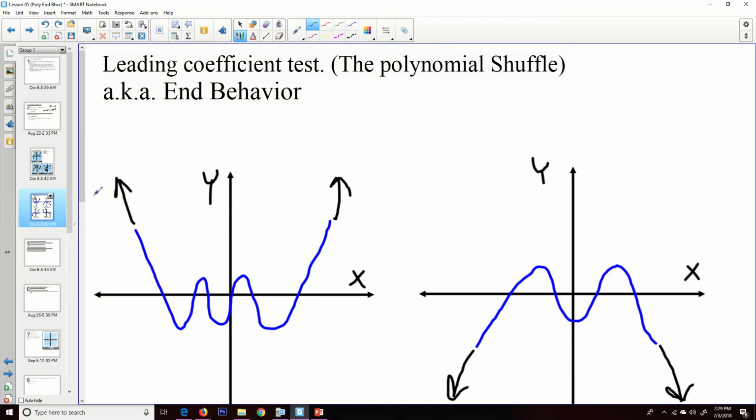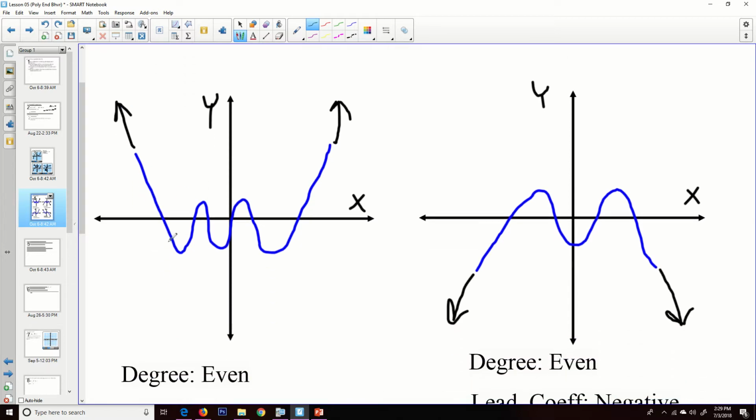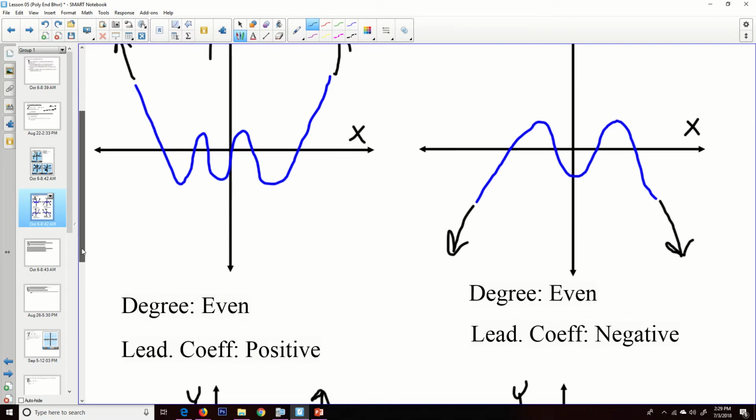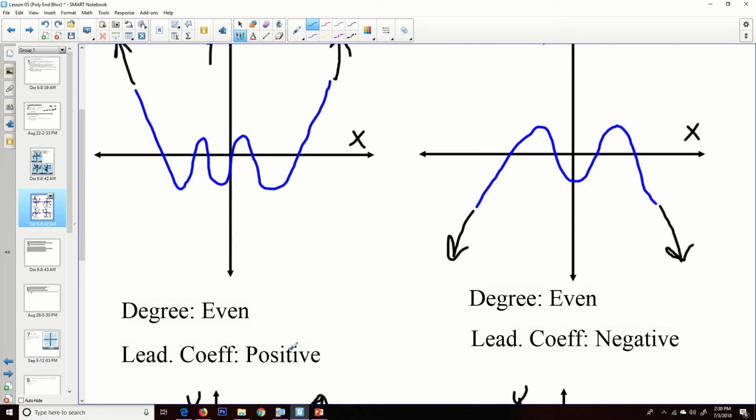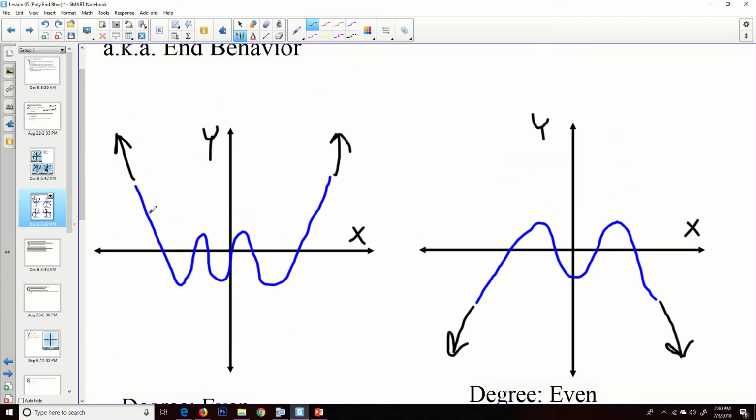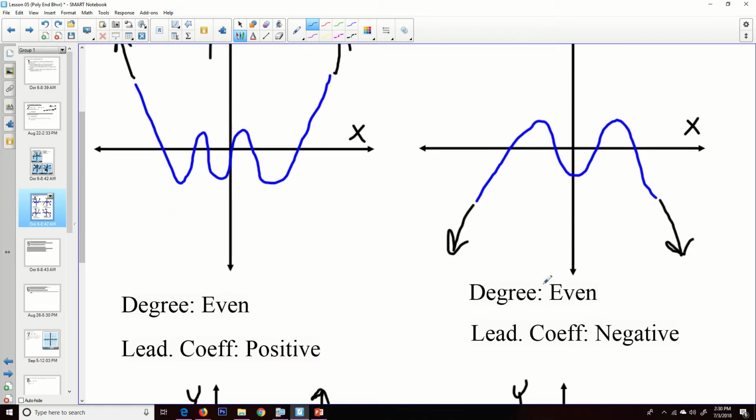When you look at the graphs that I have here, where I have this black and this little blue, I can't really use the leading coefficient test to tell what's going on with the blue portion, but what I can tell is what it's doing at the extreme values. So if the degree is even and the leading coefficient is positive, then this function is going to go up as x goes to negative infinity, and it will go up as x goes to positive infinity. If the degree is even and the leading coefficient is negative, then as x goes to negative infinity, the function will go down, and as x goes to positive infinity, the function will also go down.